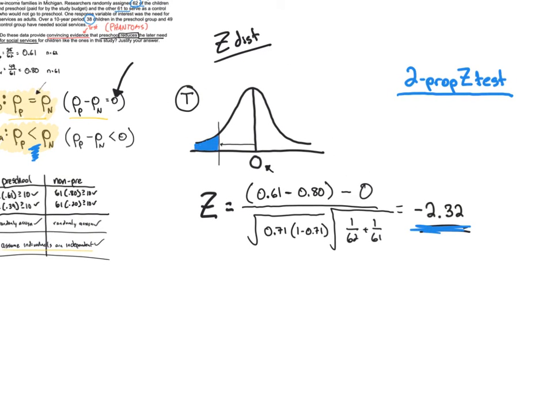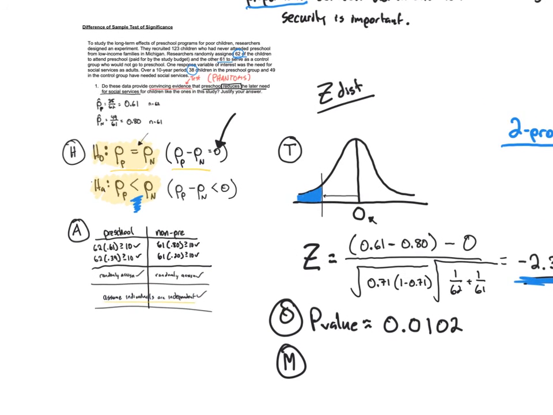All right, now I drew the curve. I shaded the curve. I showed the z-score. Now let's go ahead and obtain a p-value. P-value is, oh, it's listed. It's right under the z. 0.0102.